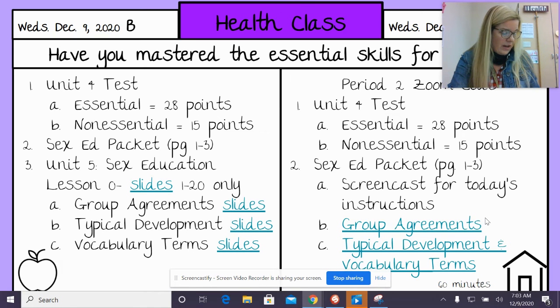And then page 3 are the definition terms that you can fill in, again, either on paper or digitally if you're accessing the packet that way. All right, and if you have any questions, please send me an email. You aren't turning anything in today other than completing your test, making sure your study guide has been submitted, and all of your Unit 4 work is done.